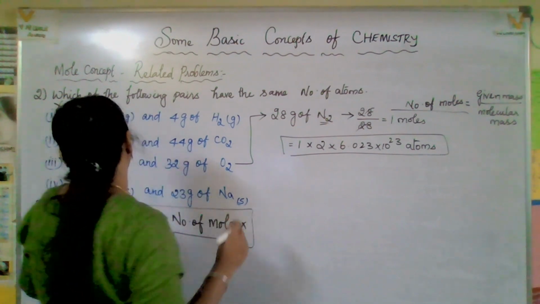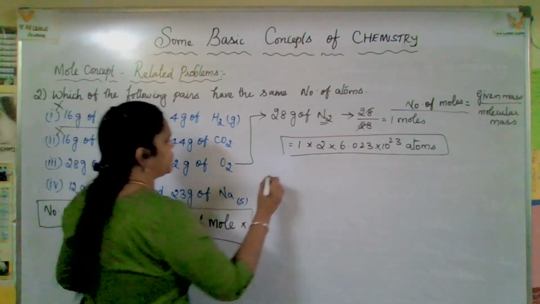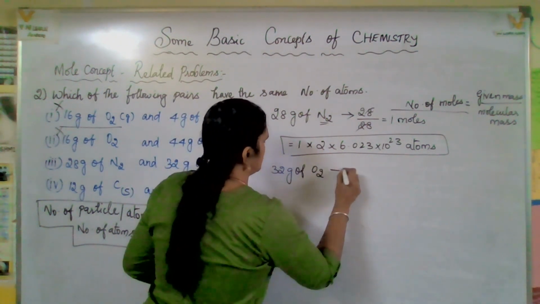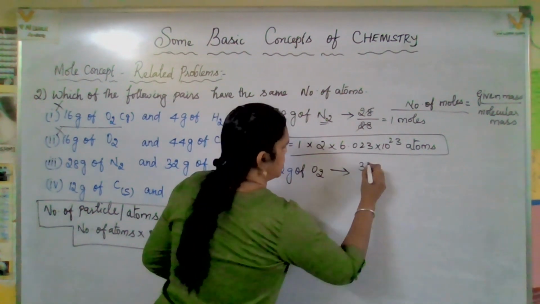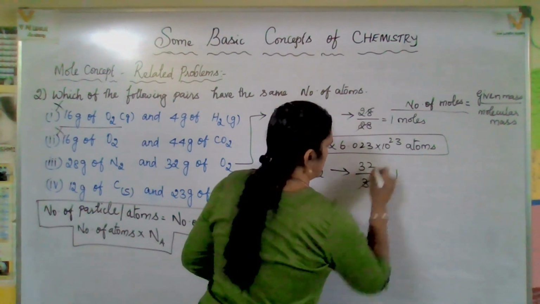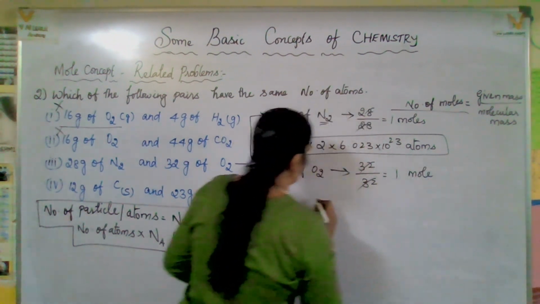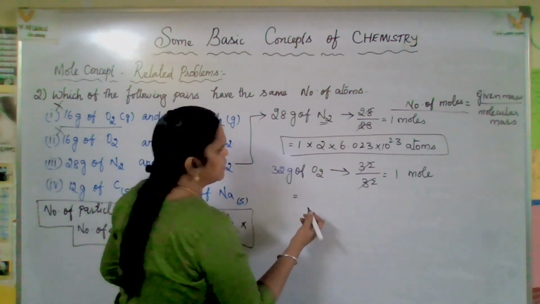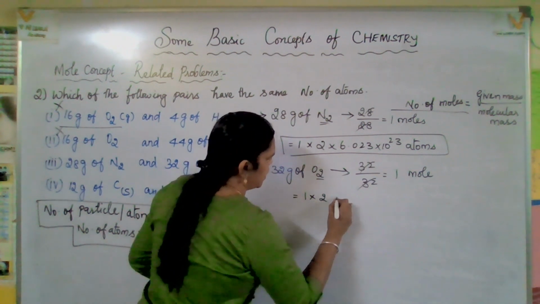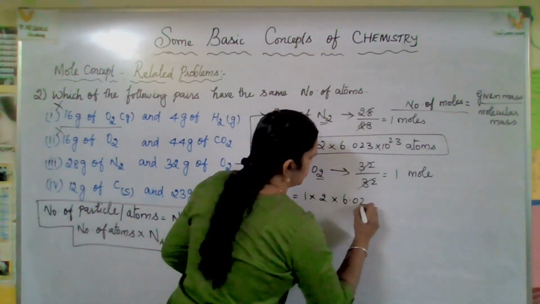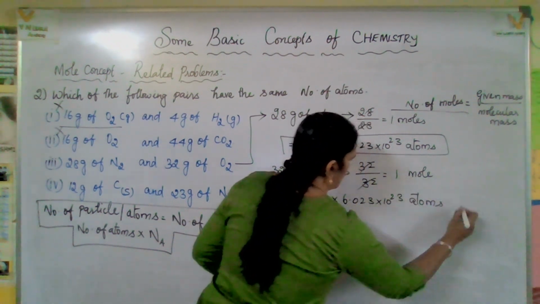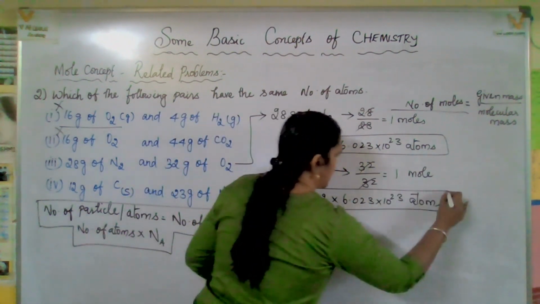Right. Now the second one, what is it? The pair of that second one, 32 grams of oxygen. Here given mass is 32 and molecular mass of oxygen is 32. Right. So 1 mole. Here also 1 mole. So what is the answer here? Number of moles into the number of atoms into Avogadro number. 1 mole into number of atoms, here also 2, into Avogadro number, 6.023 into 10 to the power of 23 atoms. I hope you got a clear idea how to find this out.